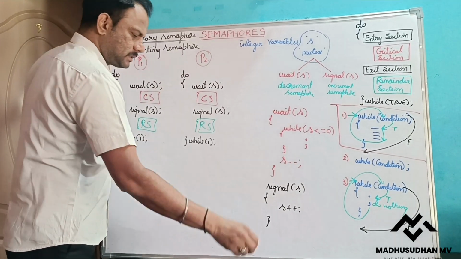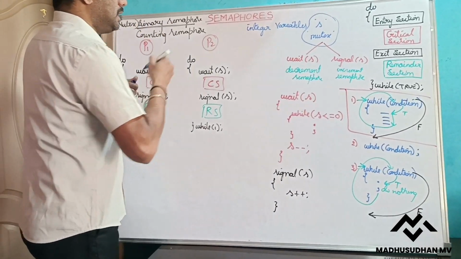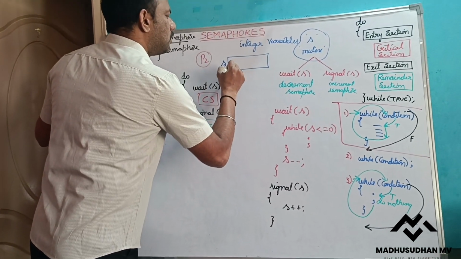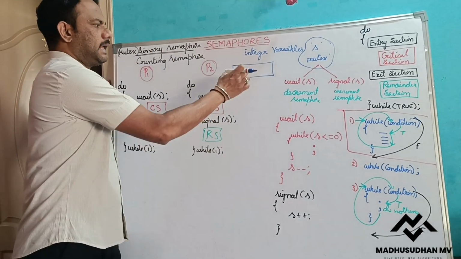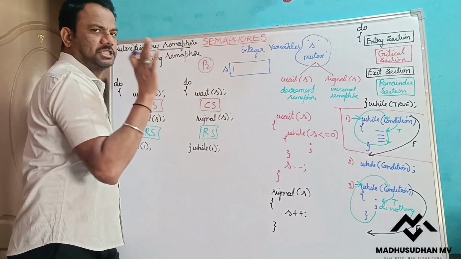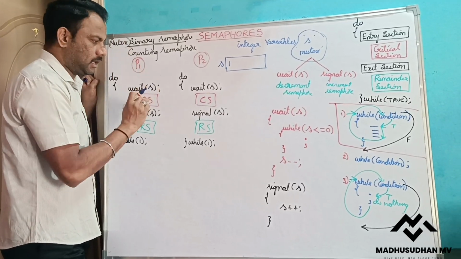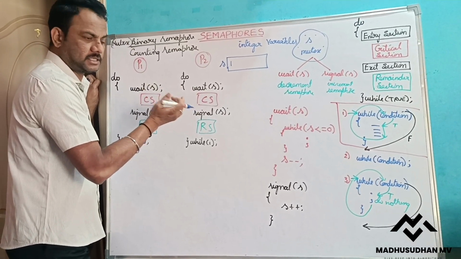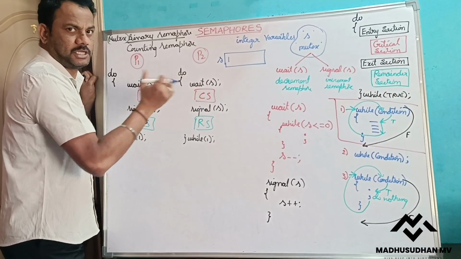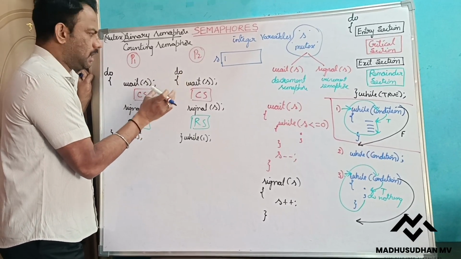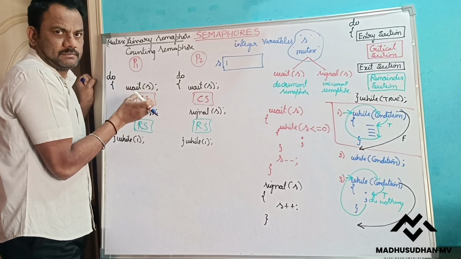Now, initially my semaphore variable s is what? 1, indicating our critical section is free. No one is in the critical section. Again, I'm telling you, these are not two different critical sections. It is the same shared variable, same shared data, same shared resource. Now assume P1 wants to enter.